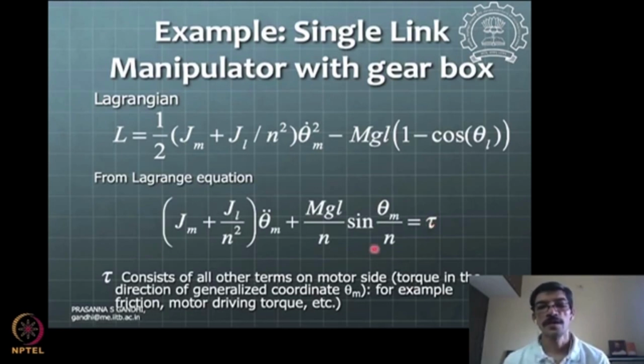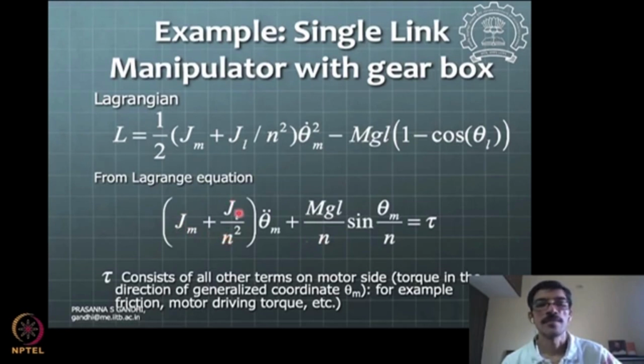Okay, then this gives you the equation of a pendulum only, right? So say if you don't have even a gearbox, then it will be simply Jm theta m double dot plus mgl upon n sine theta m upon n here, where now this n is 1. There is no gearbox, so these are 1 quantities.